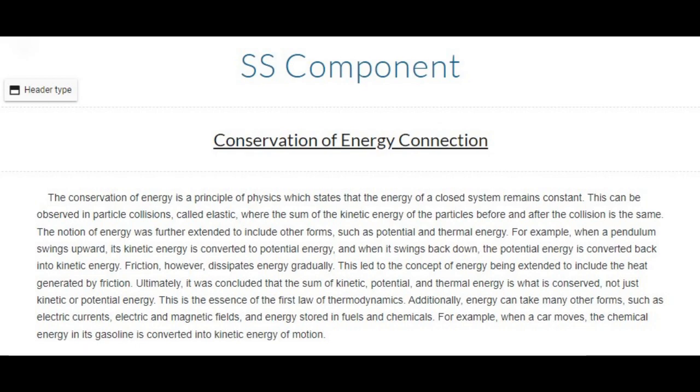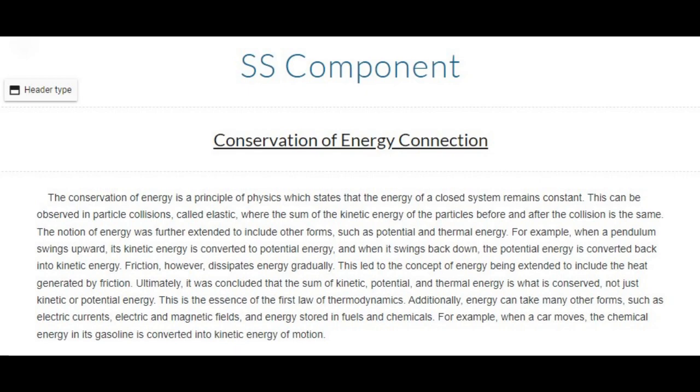For example, when a pendulum swings upward, its kinetic energy is converted to potential energy, and when it swings back down, the potential energy is converted back into kinetic energy. Friction, however, dissipates energy gradually out of the system. This led to the concept of energy being included heat generated by friction. Ultimately, it was concluded that the sum of kinetic, potential, and thermal energy is what is conserved, not just kinetic or potential energy. This is the essence of the first law of thermodynamics.